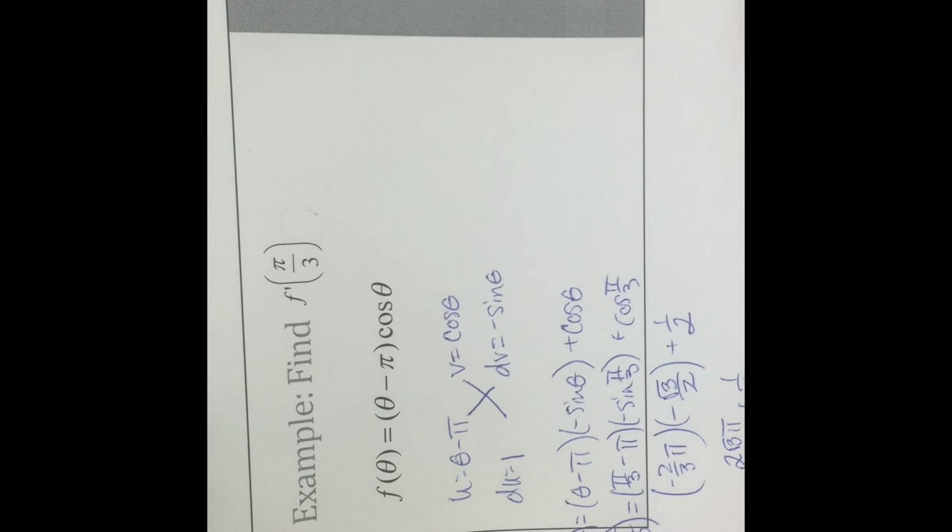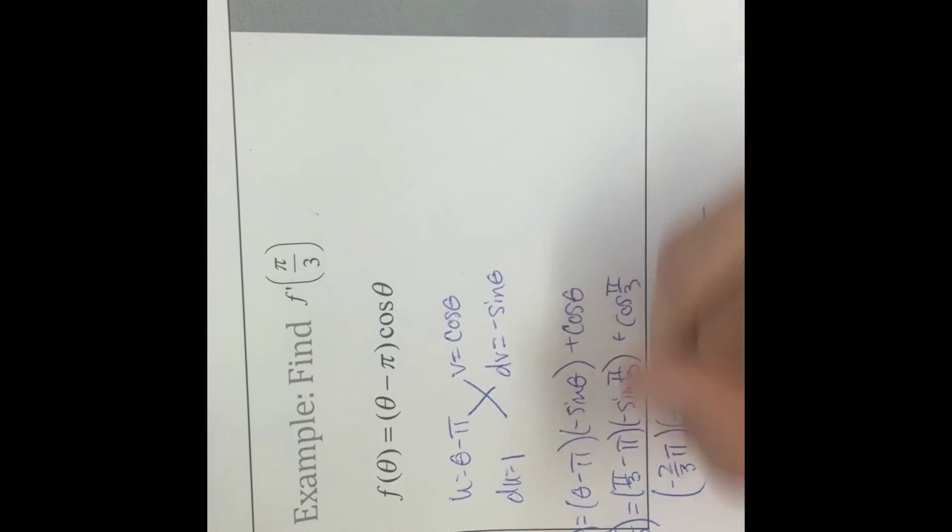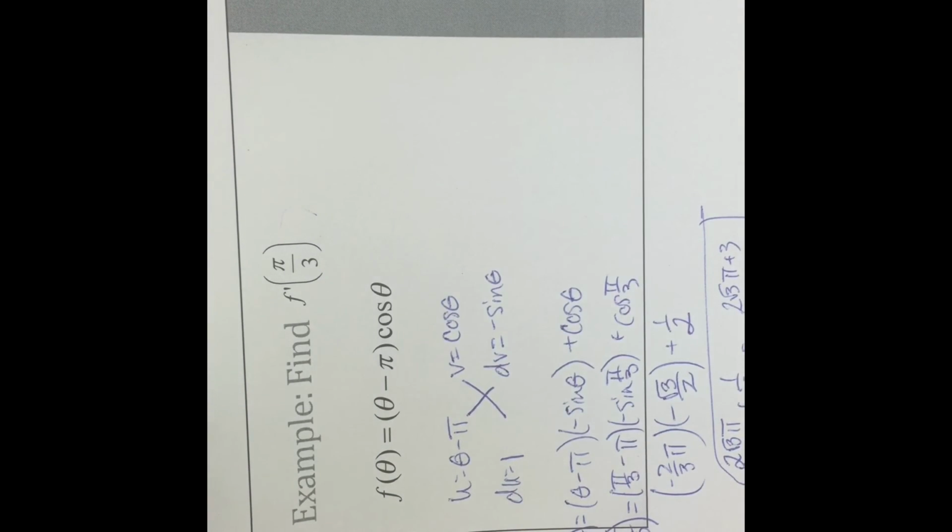I would leave it like that, but if you want to get common denominators, it'd be 2 square root of 3 pi plus 3 all over 6. So either of those would be your final answer.